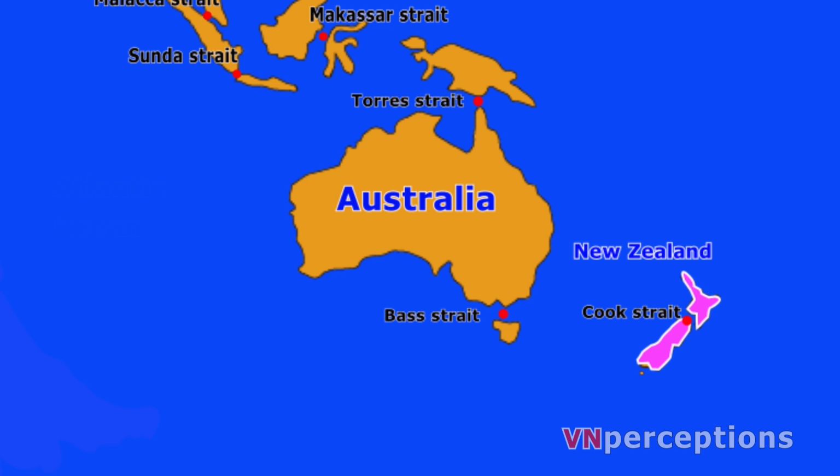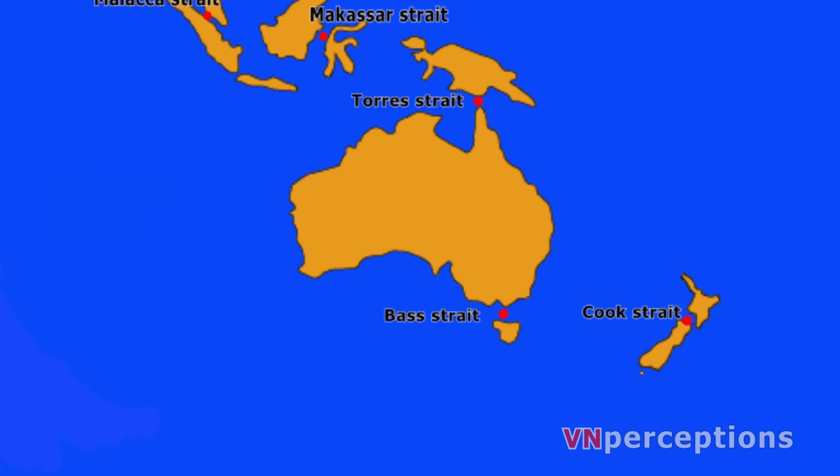It connects the Tasman Sea on the northwest with the South Pacific Ocean on the southeast and runs next to the capital city, Wellington. Next one is the Foveaux Strait. It separates Stewart Island from the South Island.